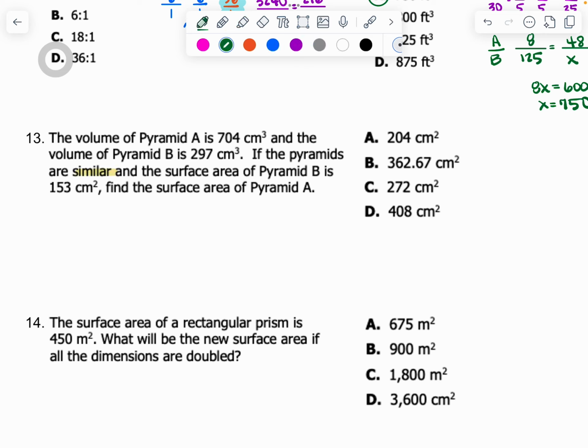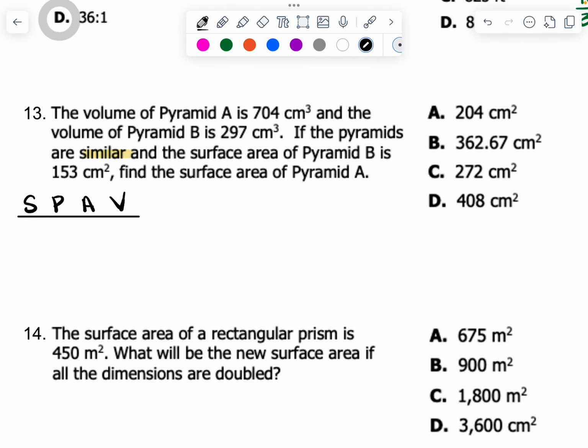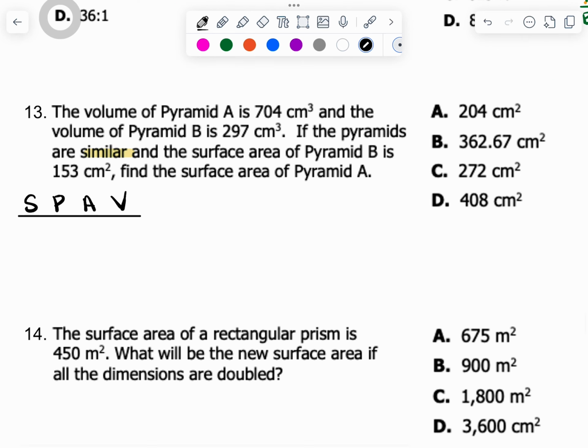The volume of pyramid A is 704 and the volume of pyramid B is 297. The pyramids are similar. So I'm totally making a SPOV chart. They gave me the volumes. This is very reminiscent of number 11 right above it. So the volume ratio is 704 to 297. I'm going to type that in my calculator. 704 divided by 297. And I'm going to hit math, enter. And I'm going to have it reduce it for me.